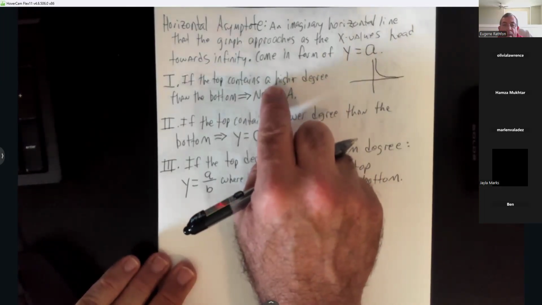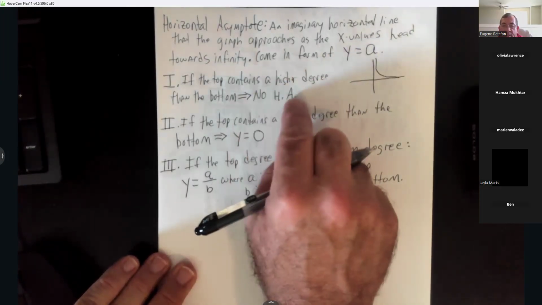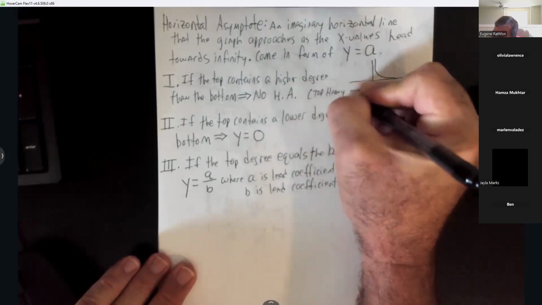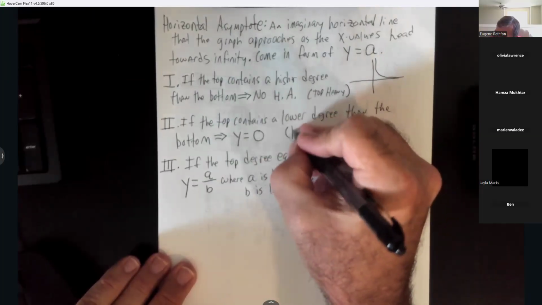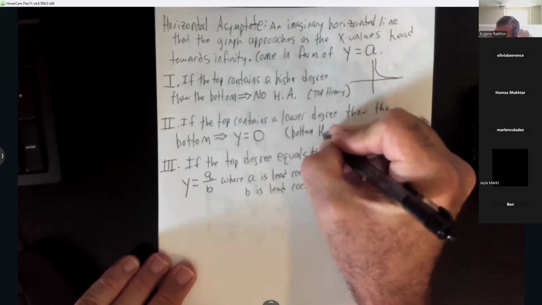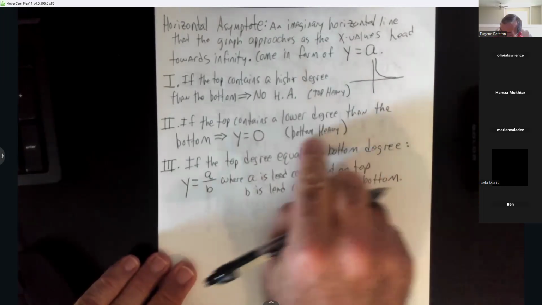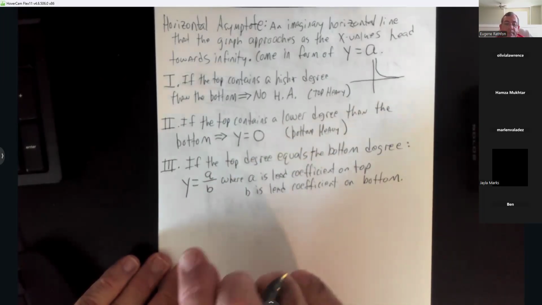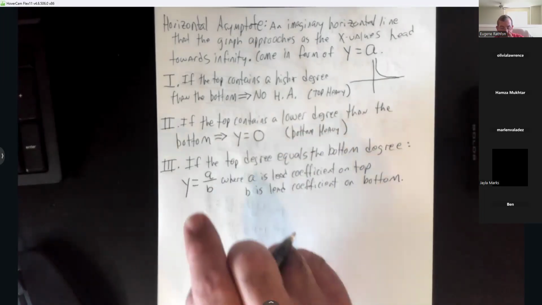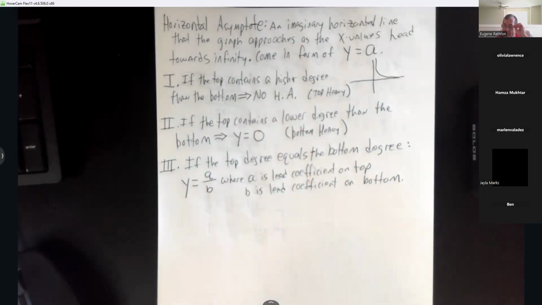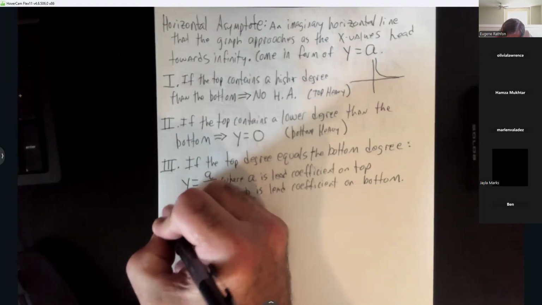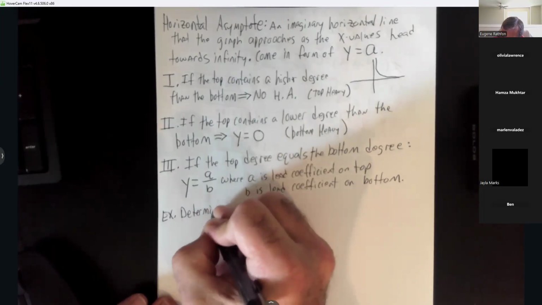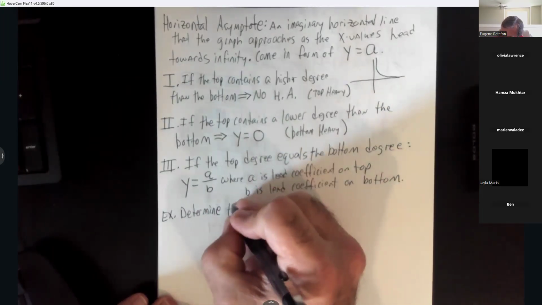So top heavy, no asymptote. This one's bottom heavy. When it's bottom heavy, it's going to be y equals 0. And when they're equal, then you have to look at the numbers in the front, okay? All right, so let's see what these examples have. They want to determine the horizontal asymptotes.